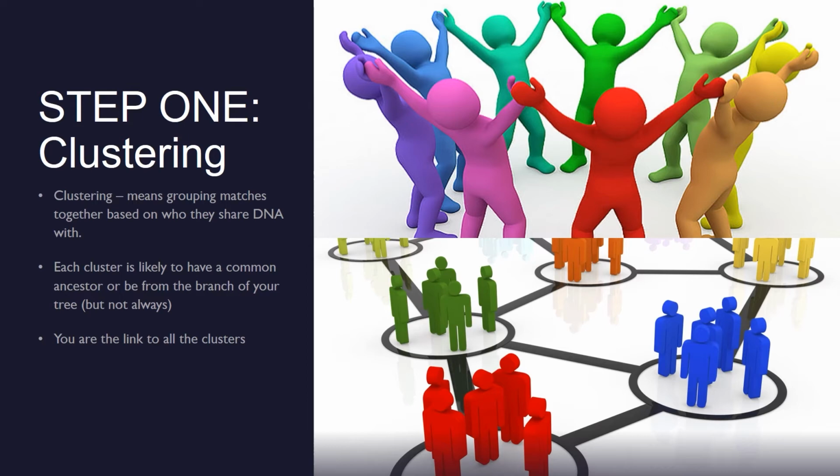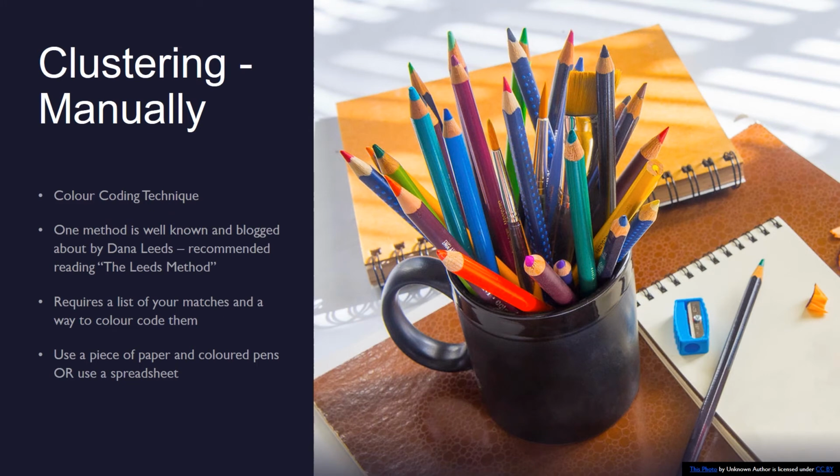Now I'm going to look at how to manually cluster your matches. This is a good way to do it. We usually use colour codes, so we can use colour coding to distinguish each group.